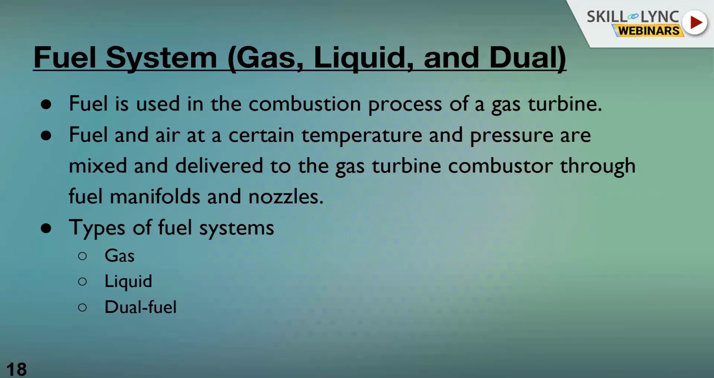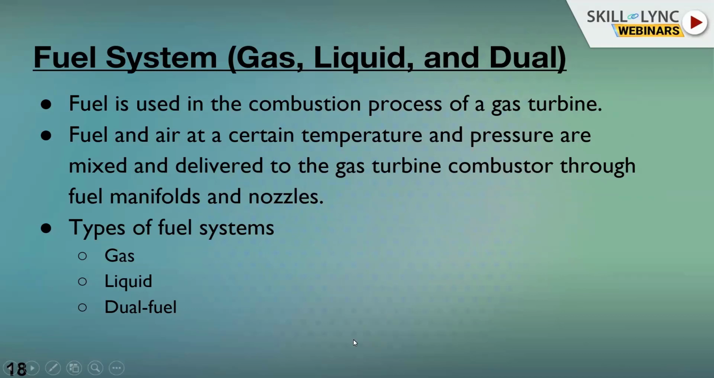Even before the mixture enters the combustor directly, we have something called premixers. Premixers are where the fuel and air are ensured to be mixed thoroughly, and at a certain temperature and pressure, they are delivered to the gas turbine. And how are they delivered from the premixer? Using manifolds and nozzles. Manifolds are nothing but your basic piping, specifically designed for these purposes.